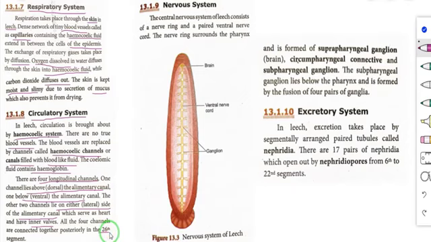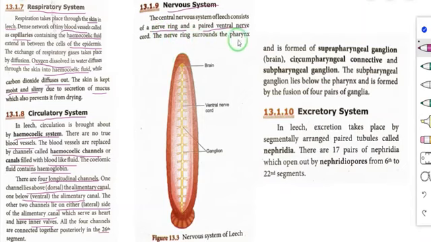The 26th segment. The next one is the nervous system. The central nervous system of leech consists of a nerve ring and a paired ventral nerve cord. Paired ventral nerve cord. Then another one is the nerve ring.